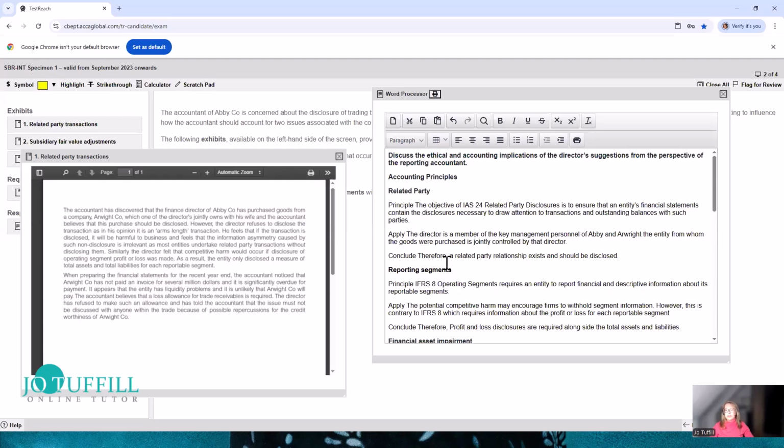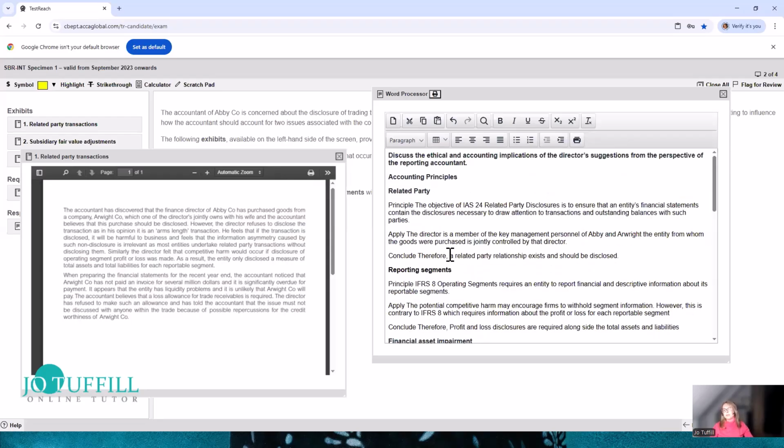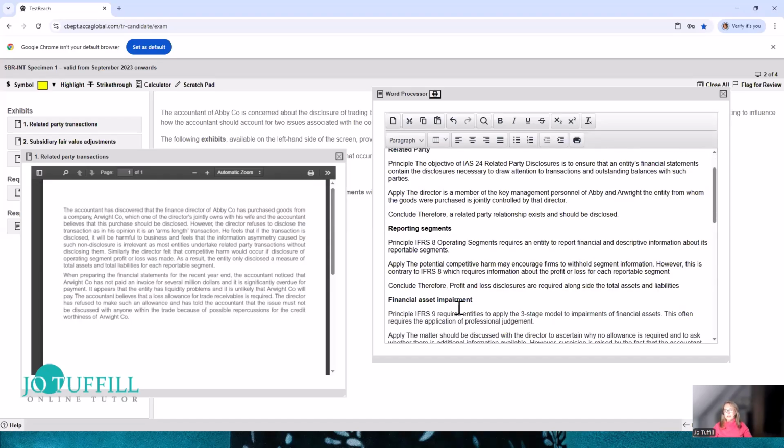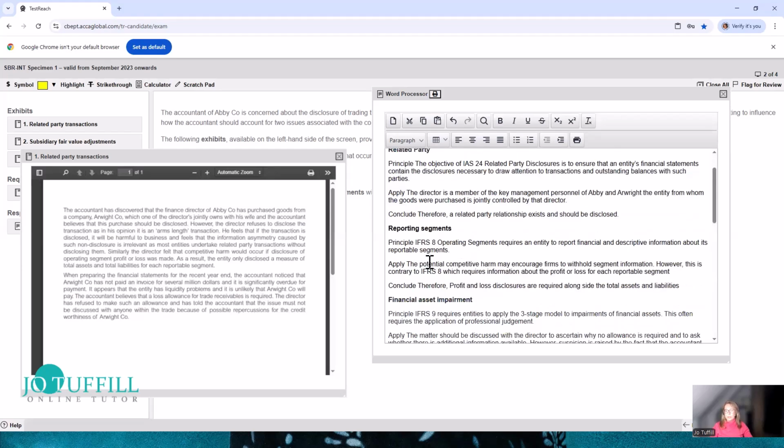So I've got the related party disclosure. I had the reporting segments. Now, if you didn't understand that bit, then potentially you might have missed out the reporting segments. It would have lost you 2 marks, but you would have potentially gained some extra marks by writing about more fully the other issues. You've got the financial asset impairments. So those are the 3 subheadings which are in this bit of the scenario. And again, you can see I've done principle, apply, conclude, really laying out the answer so that you can focus your points.